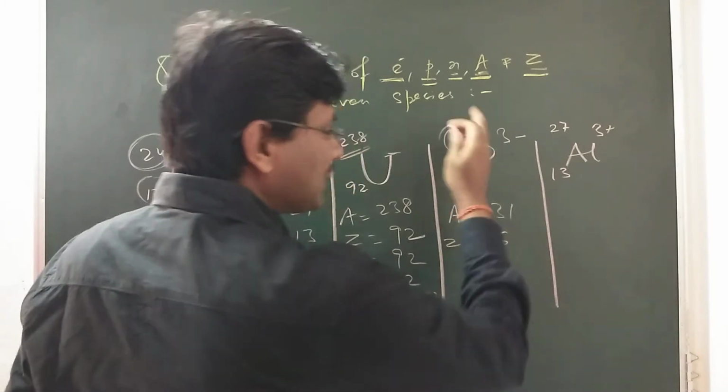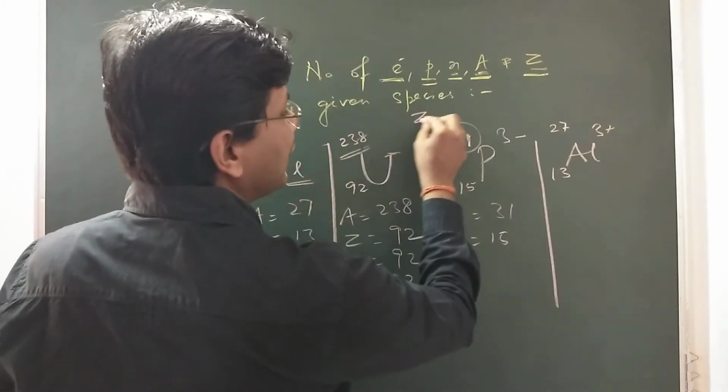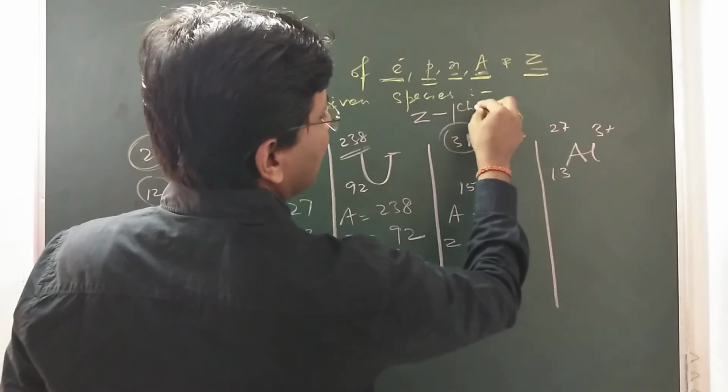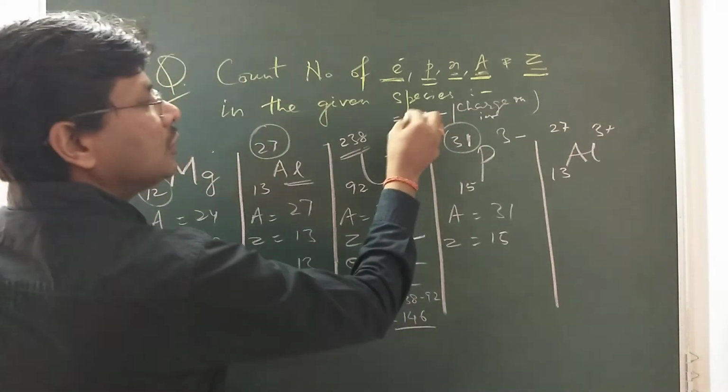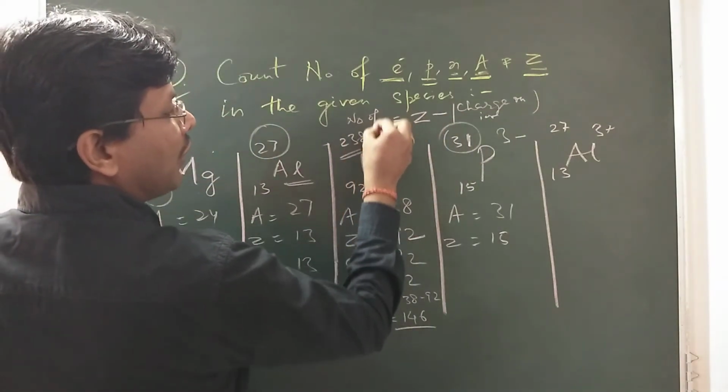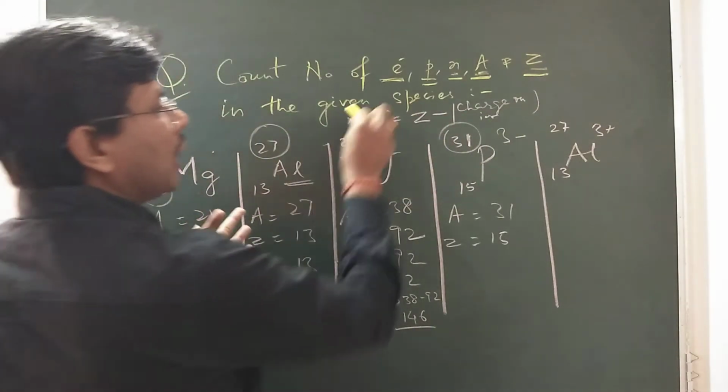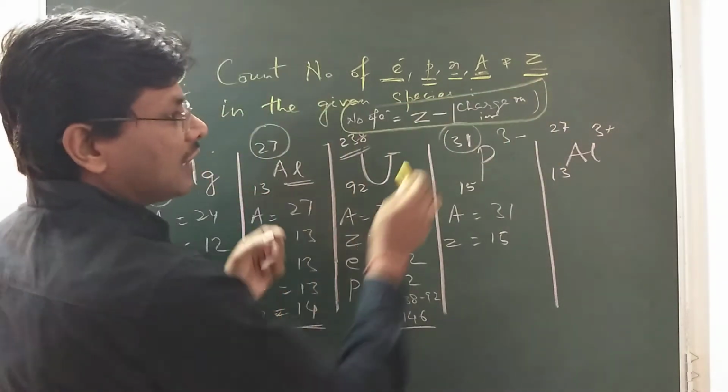The number of electrons for such species you can find out with a formula: Z minus charge on ion. So this is the formula you can use for finding the number of electrons.